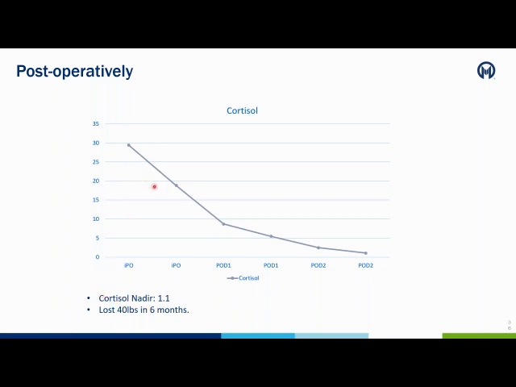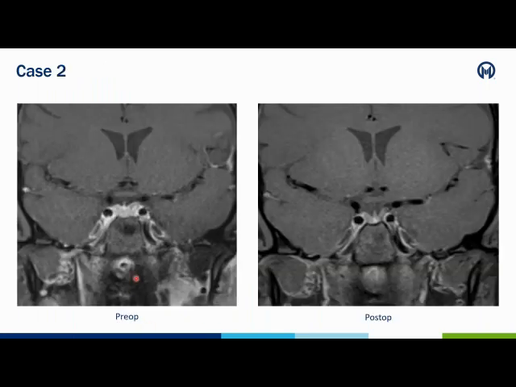Similar thing, we waited for the cortisol nadir, and she dropped to 1.1 on post-op day 2, and she did very well after surgery. She lost about 40 pounds in 6 months, and has improved symptoms. That's what it looks like. That's what it looked like before.